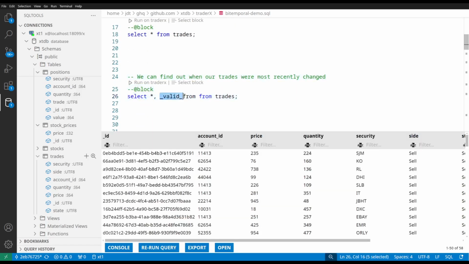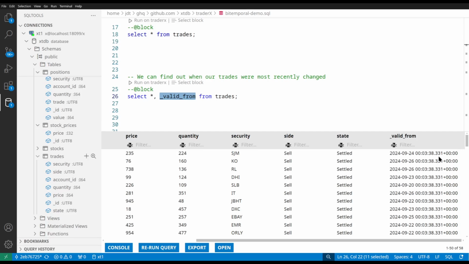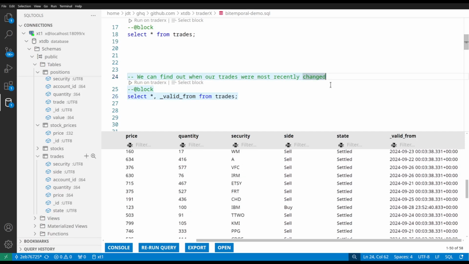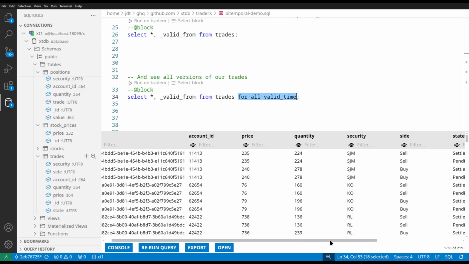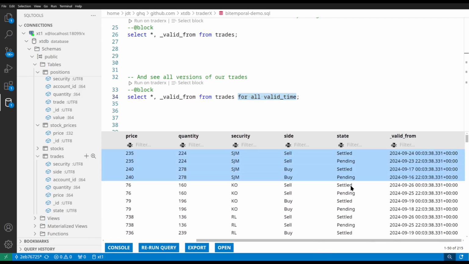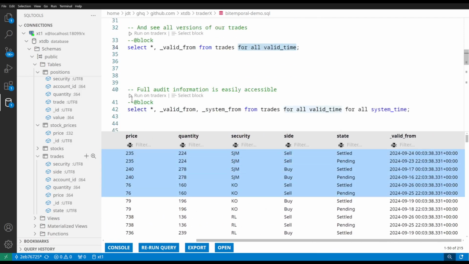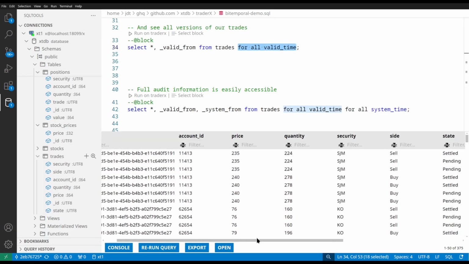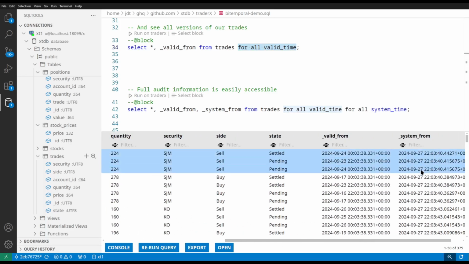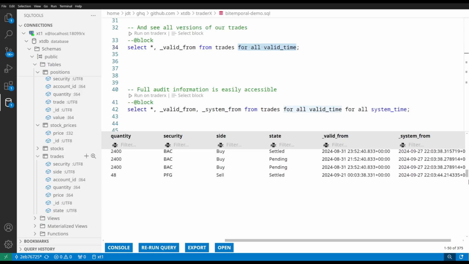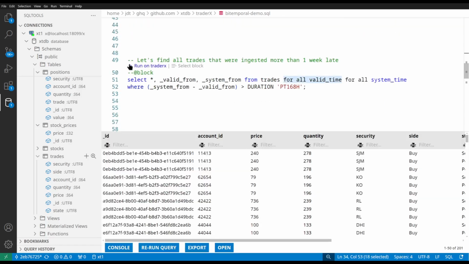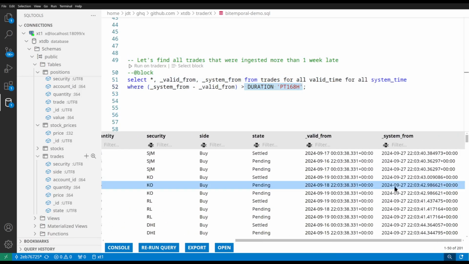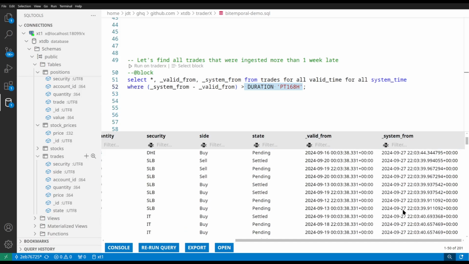And we can also see the latest time that those trades were amended using the valid from field, which is implicit and recorded on every table. To see the full history of each of those trades, we use the full valid time filter, showing settled and pending. Next, if we are a compliance auditing team and we wanted to check the exact state of each trade in the database, potentially including any backfilled or corrected data, we have access to the system from columns. Next, we may want to see any trades that were entered late into the system.